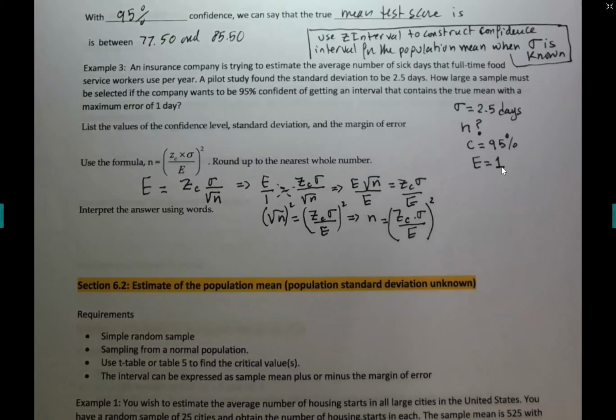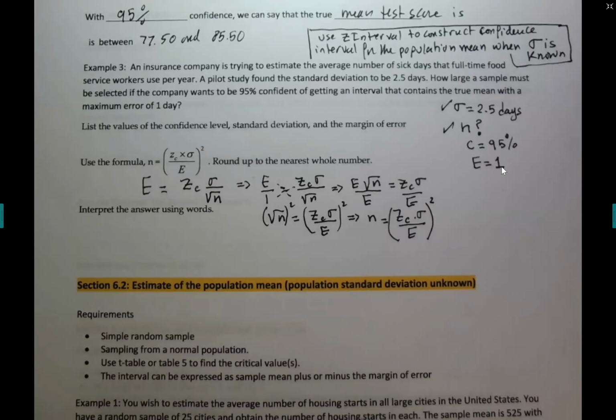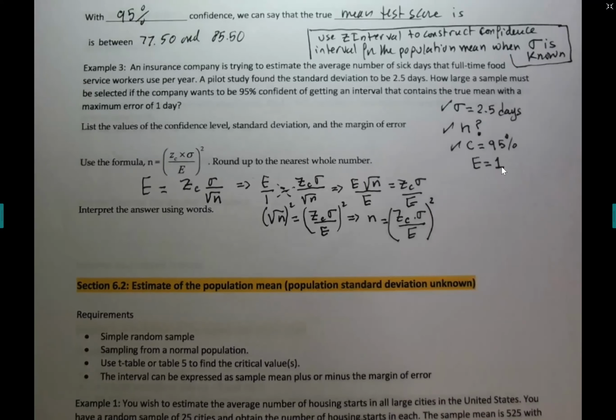So let me read it again. An insurance company is trying to estimate the average number of sick days that full-time food service workers use per year. A pilot study found that the standard deviation to be 2.5 days. So that's 2.5 right here. How large a sample must be? He wants n. Every time you see this question, what's the sample size or how large a sample must be? He wants n, guys. So this is the formula. In order for the company to be 95% confident, the level of confidence is 95%, of getting an interval that contains the true mean with the maximum error of 1 day, E.